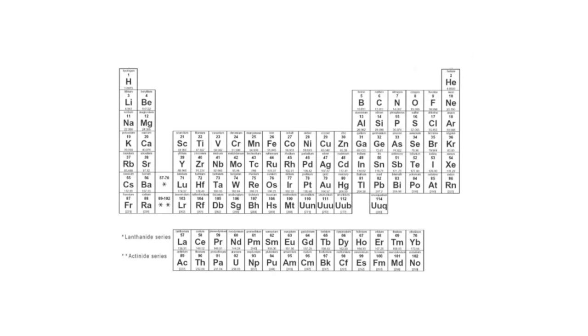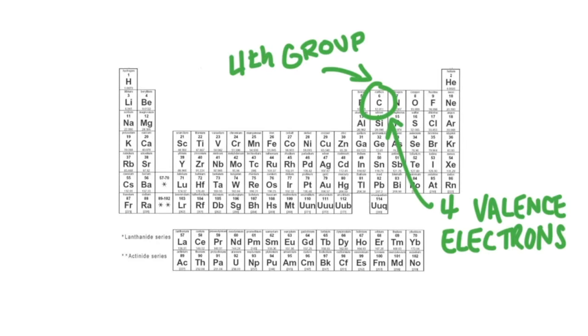Carbon is represented on the periodic table by the C. It's in the 4th group on the periodic table, and it has 4 valence electrons. The electron dot structure of carbon would look like this: 4 electrons spaced evenly around the symbol C.